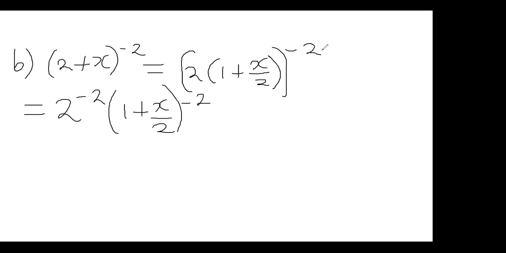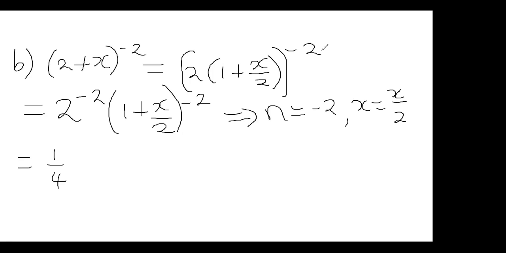So in this case, we are saying that n is equal to -2 and x is now replaced by x/2. Then we can expand while having our 2^(-2) outside. So this now becomes 1/4. 2^(-2) is 1 over 2 squared, which is the same as 1/4. Then we have the expansion (1 + x/2)^(-2). Then we can go ahead and expand.